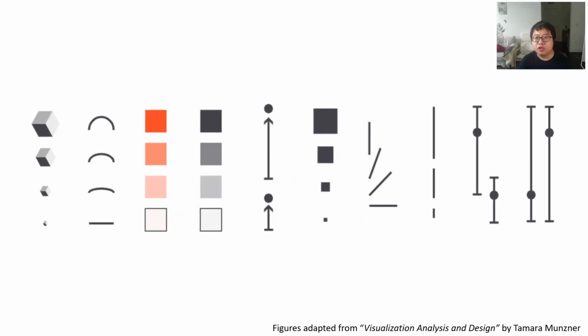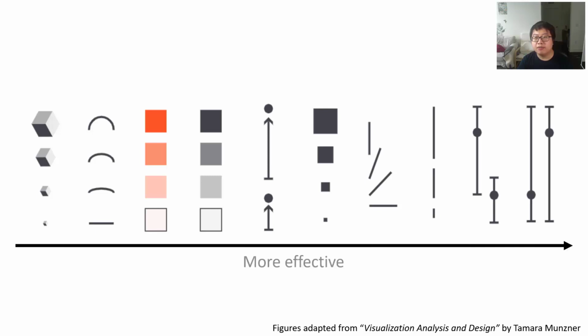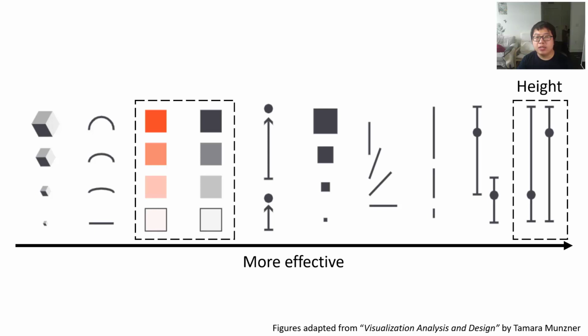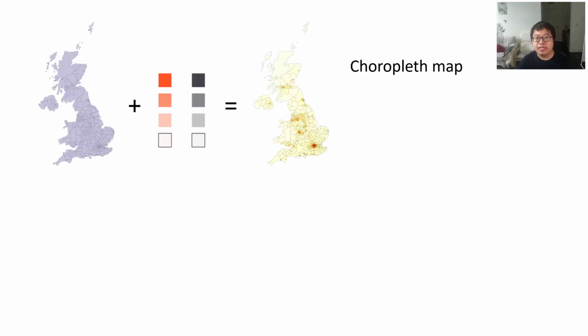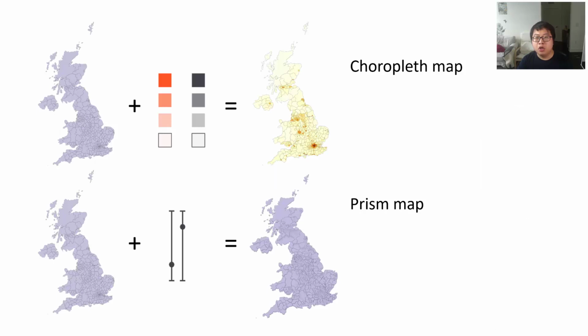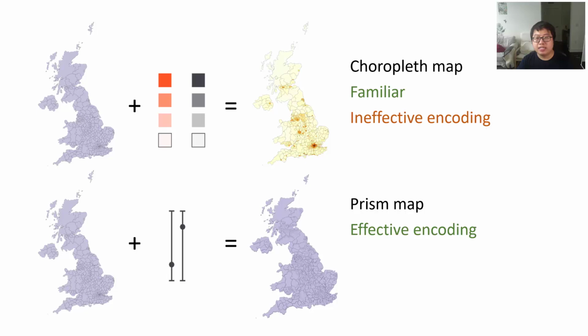There are other ways to encode numerical values. Past studies have found some encodings are more effective than the others. We can see color is not a very effective encoding, while the most effective encoding is height. As a choropleth map is created by using color to encode values, we can also encode the value with height, and we will get a prism map. Choropleth maps are familiar to people, however, they use an ineffective encoding. Prism maps use an effective encoding. However, occlusion is inevitable in this representation, especially when seen from the side.